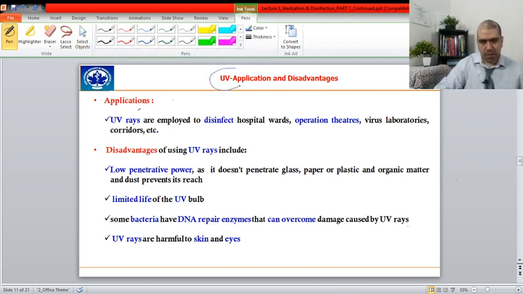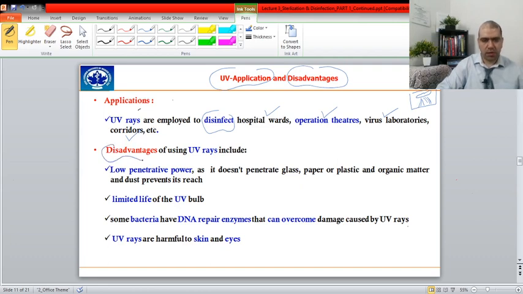There are applications as well as disadvantages, so let us compare them on this slide. When it comes to the applications, UV rays are employed to disinfect hospital wards in the private as well as the government hospitals. They are used in operation theaters where surgery is about to take place. They are employed in virus laboratories, particularly in the biosafety cabinet. We have a UV light, and we can start it 15 minutes before we are supposed to work in it. It can also be used for disinfecting the corridors.